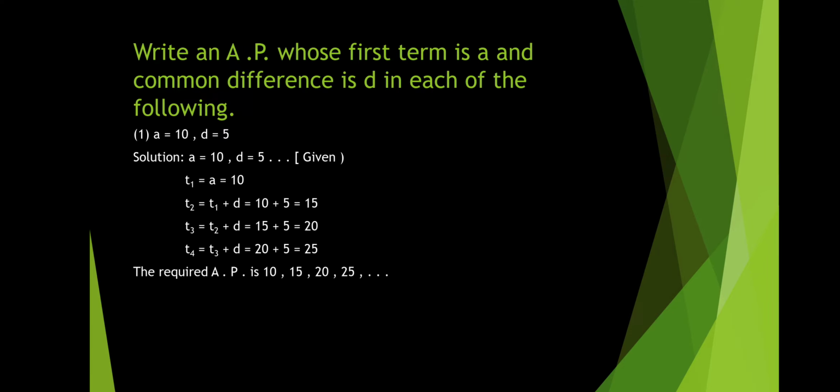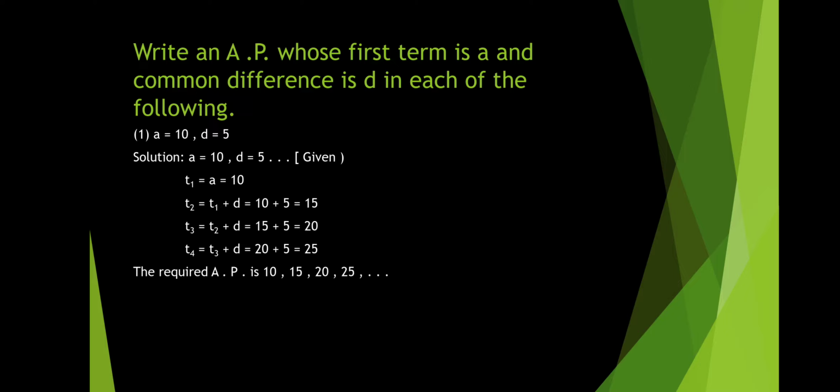Next question, write an AP whose first term is A and the common difference is D in each of the following. First term is nothing but T1, you can say. So here, A is equal to 10 and D is equal to 5. It is given to us. We know that T1 is equal to A is equal to 10. Now the formula for T2 is T2 is equal to T1 plus D. The value of T1 is 10 and the value of D is 5. If we add both, we'll get term number 2, that is 15.